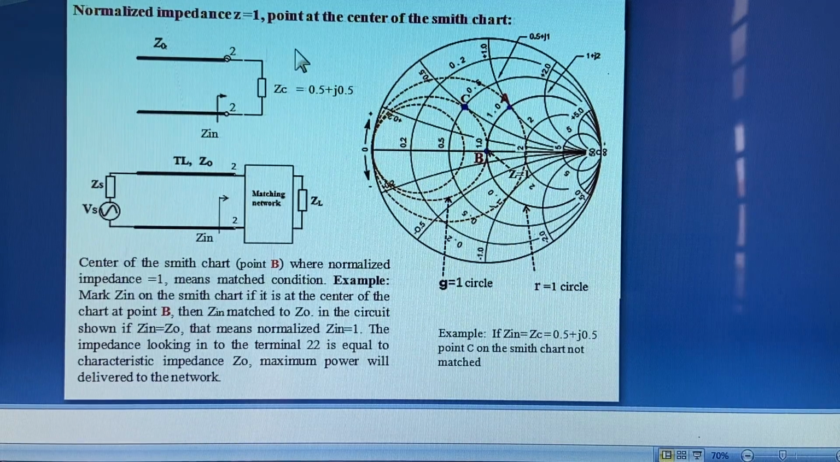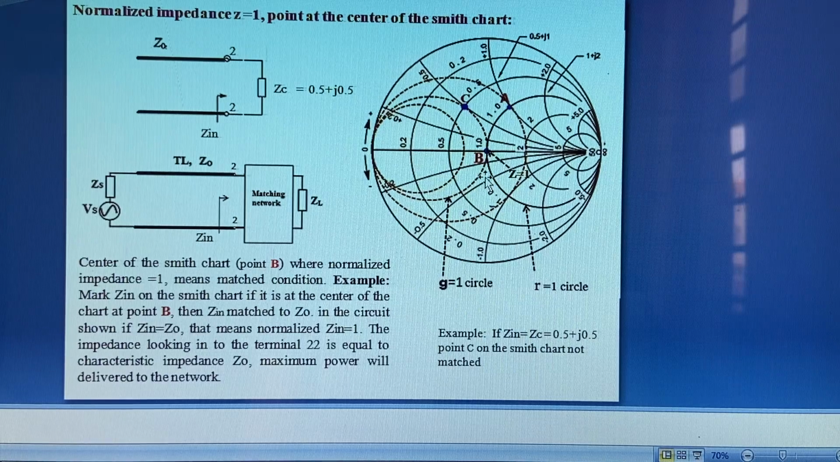Normalized impedance z equal to 1, that is, a point at the center of the Smith chart, is a very important point while designing an impedance matching network using a Smith chart. So normalized impedance z is equal to 1. If you plot it on the Smith chart, it appears at the center of the Smith chart as shown in this figure.